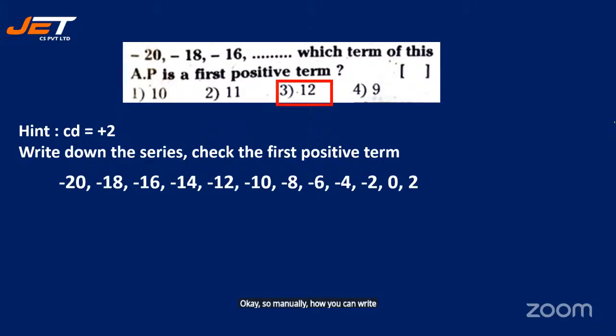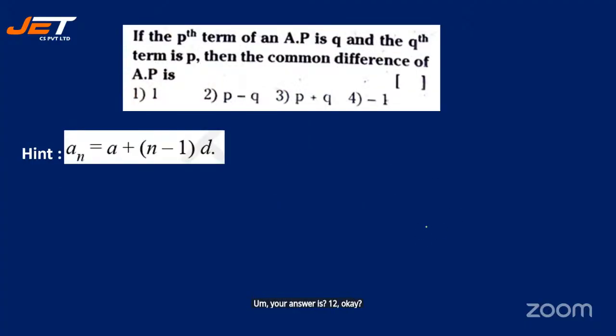See here, minus 20, minus 18, minus 16, minus 14, minus 12, minus 10, minus 8, minus 6, minus 4, minus 2, 0, 2. Right? So now if you count which term you are getting, 1, 2, 3, 4, 5, 6, 7, 8, 9, 10, 11, 12. Okay. So that is how you are getting your answer as 12. Okay. Right. Now let's move on to the next question.